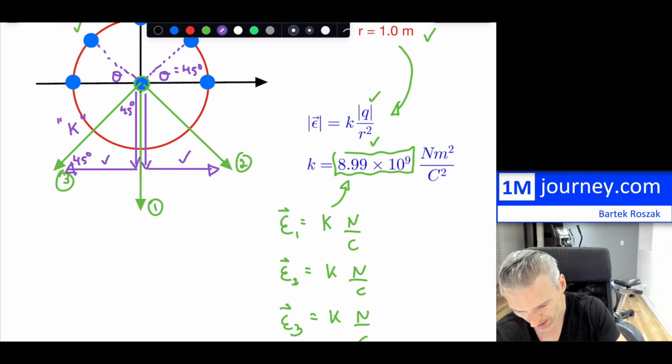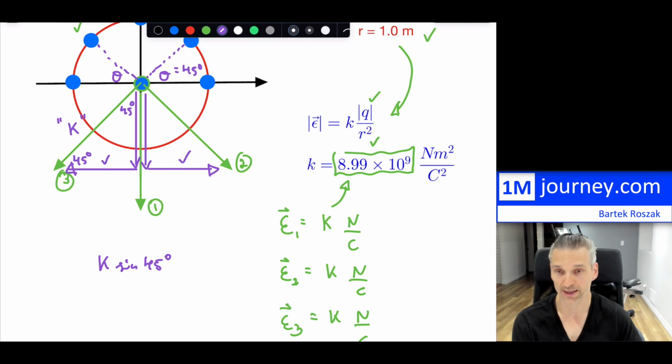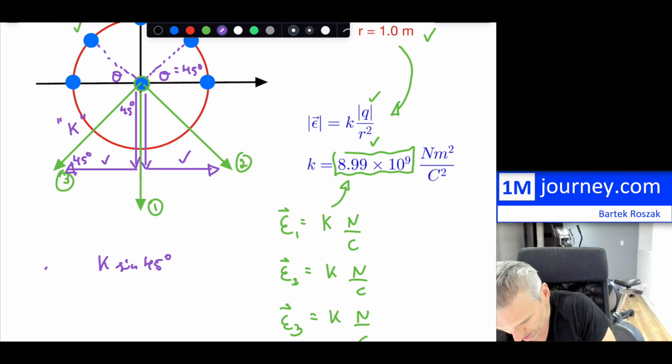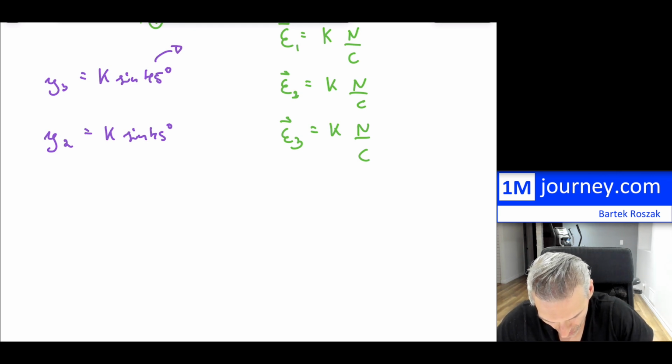So that's that value. Now if I want to find the y component, we can just go ahead and use the sine. So this is going to be K multiplied by sine of 45, and we have it. And again, don't forget that this is just coming from the definition of sine. This is the y component of, let's say, 3, and 2 is going to have exactly the same value. Sine of 45 degrees is 1 over square root of 2, or sometimes you might remember it as square root of 2 over 2.